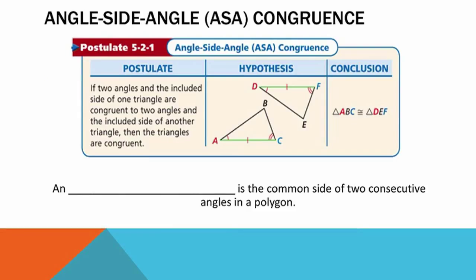First, we are going to be looking at angle, side, angle, also known as ASA congruence. This postulate states that if two angles and the included side of one triangle are congruent to two angles and the included side of the other triangle, then the triangles are congruent. So an included side is the common side of the two consecutive angles in a polygon.